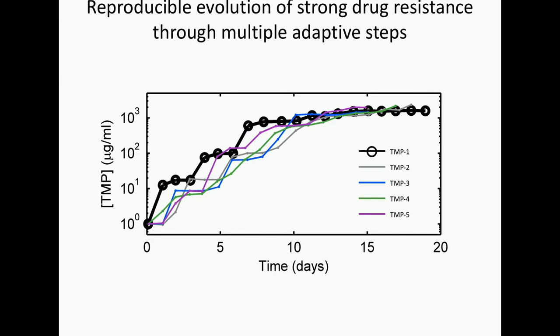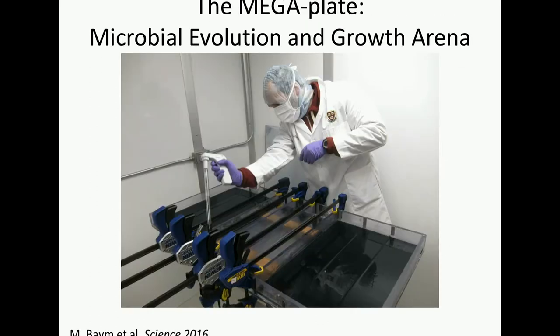And of course, what we want to do is sequence these along the way and see what are the genotypic trajectories that we see. But before that, I want to show you this second device that I've mentioned, which we call the megaplate, the microbial evolution and growth arena.